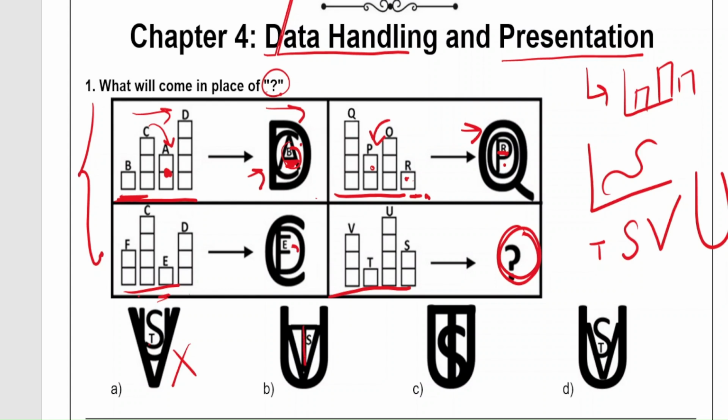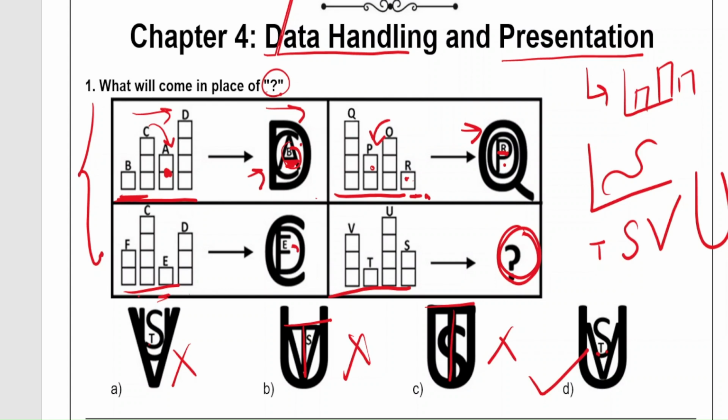Here T is written as the third largest one, which cannot be the answer. Here T is written as the biggest one. This can also not be the answer. T is written as smallest, then S, then V, and then U. So basically this is our correct answer.